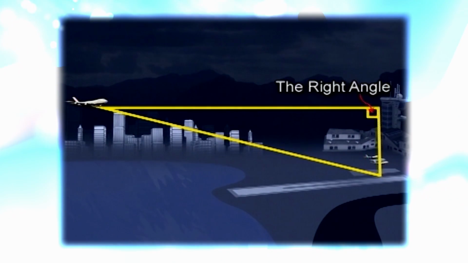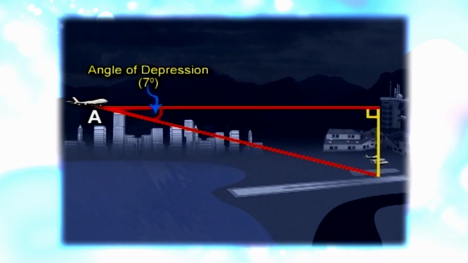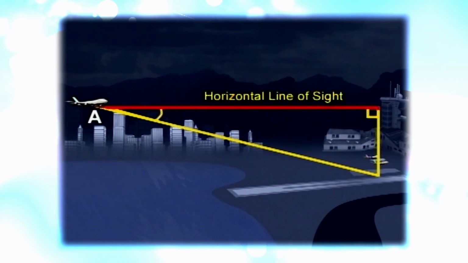The pilot needs to know when to begin descending in order to make a safe landing at the airport. Now, let's say a plane is cruising at an altitude of about 9,000 meters, or 29,700 feet, and wants to land at the airport, it must begin its descent so that the angle of depression to the airport is 7 degrees. How many kilometers from the airport must the plane begin descending in order to make a safe landing?